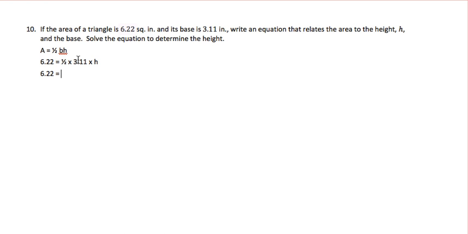So 1/2 times 3 11/100 is 1 555 thousandths, which we then would be multiplying times h. And now we can solve this equation by dividing by 1 555 thousandths on both sides. So we have 6 22/100 divided by, and remember I'm writing the division as a fraction basically. And then on the other side, when we divide by 1 555 thousandths, we'll end up with h.